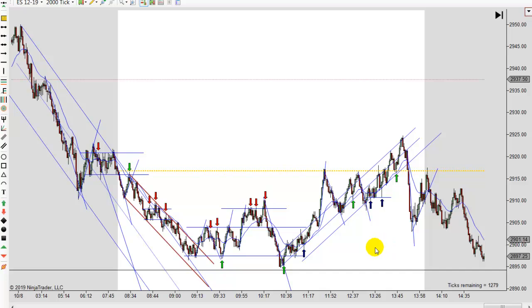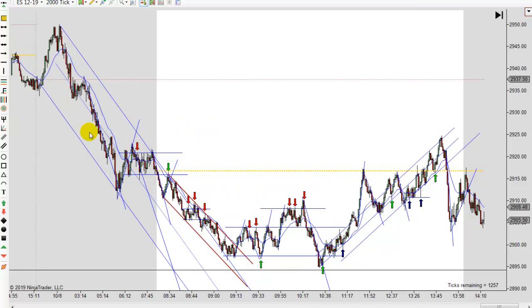Most of your trades were earlier in the day again. There were a few this afternoon, not a lot. There were plenty of them early in the day trying to get short here. What you would expect here, notice that we had a two-tiered channel working down.